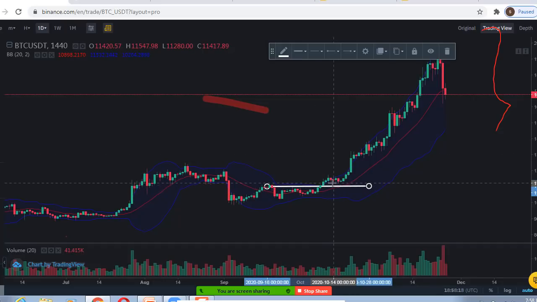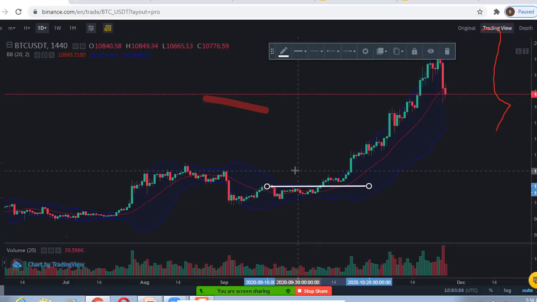Now, if you're aggressive, the disadvantage is that it can just give you a false breakout and go back down. Now, if you are conservative, the advantage is when it retests, you are very sure that the market is going to go up. The disadvantage is it can just go up without retesting. So either way is, you know, good.